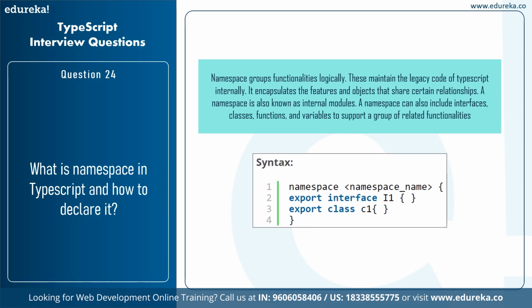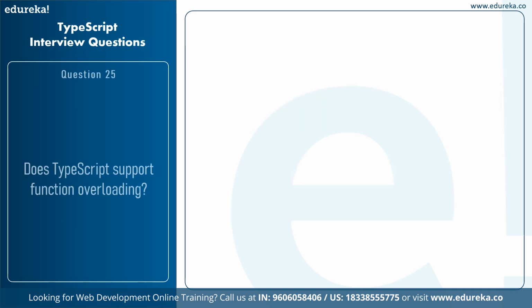Now talking about the syntax for a namespace, you just have to use the keyword namespace and take the namespace name, then export your interface and then your class. So in the first step, you export your interface, and in the next step, you export the class. So this was about the namespace in TypeScript. Now moving on to the next question. Does TypeScript support function overloading?